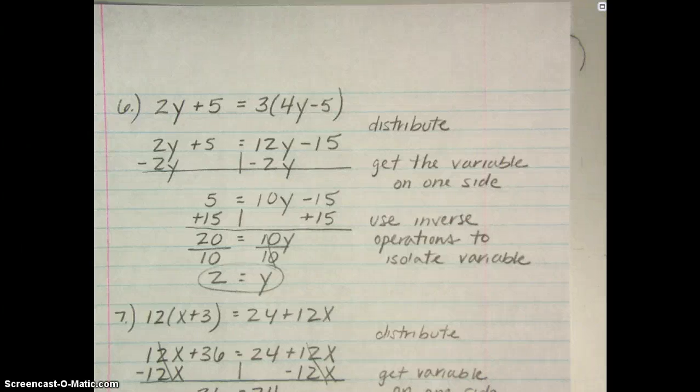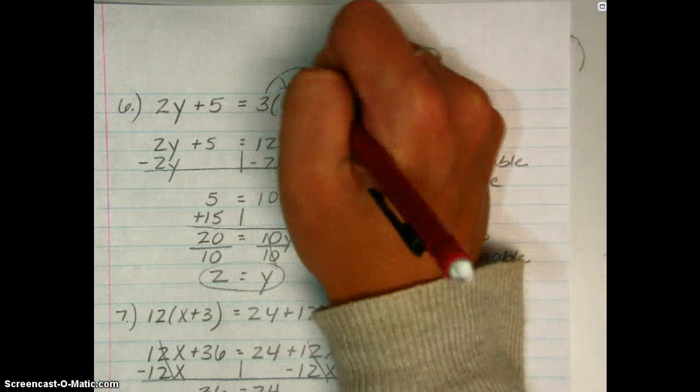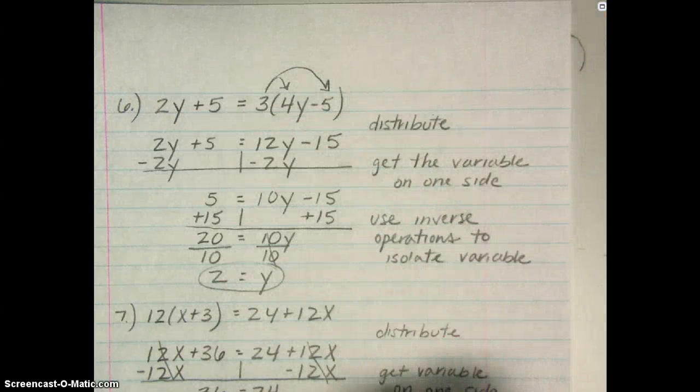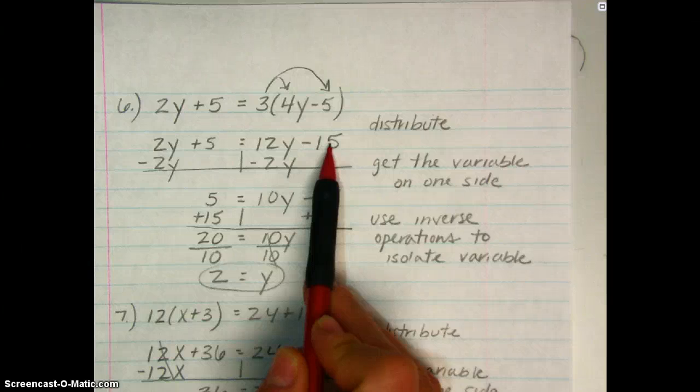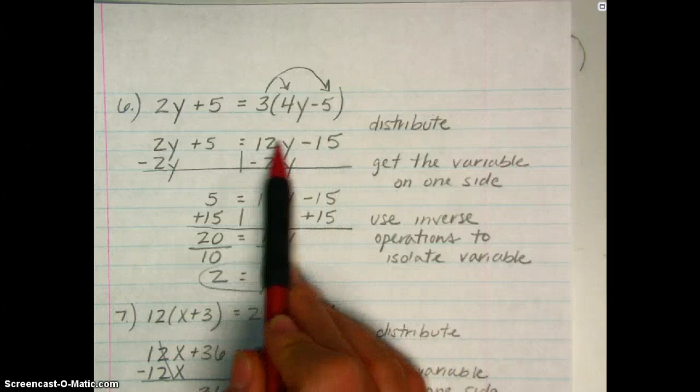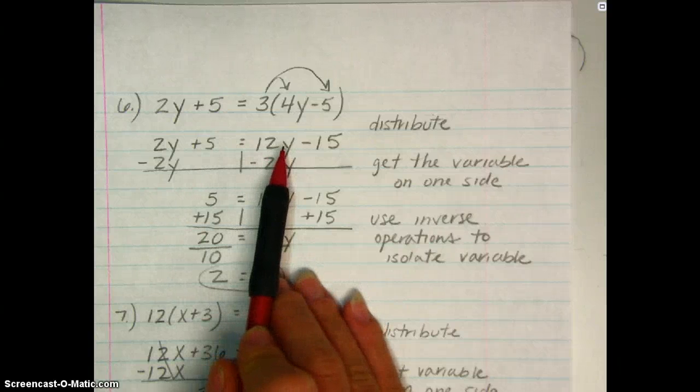Number 6, I started first by distributing, multiplying 3 by 4y and 3 by negative 5, resulting in this equation here. Then I need to get the variable on one side. So there are no like terms to combine. I just need to worry about getting all of my y's on one side of the equation.